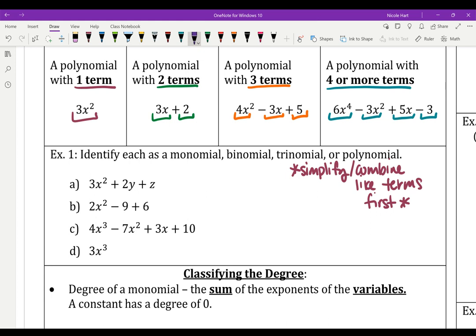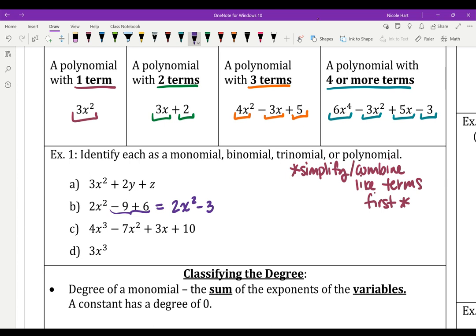But if we look at B, it says 2x squared minus 9 plus 6. That minus 9 plus 6 can be combined. Those are 2 like terms. And so I'm going to rewrite this. We have 2x squared, and then -9 plus 6 gives us a -3. So we went from 3 pieces to actually 2 pieces. So that is our most simplified version.